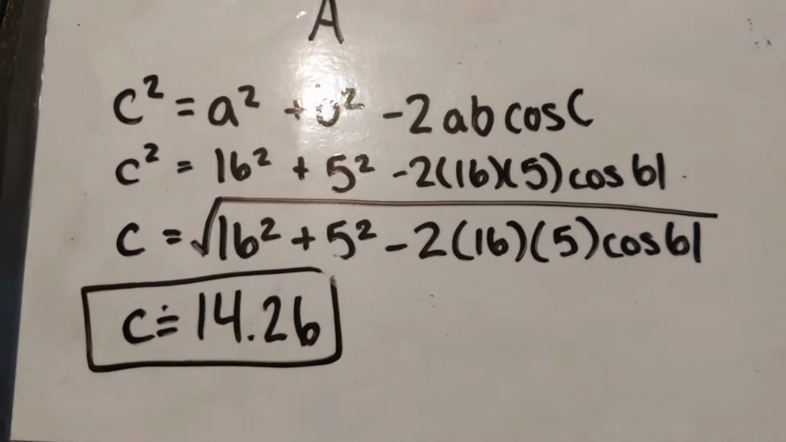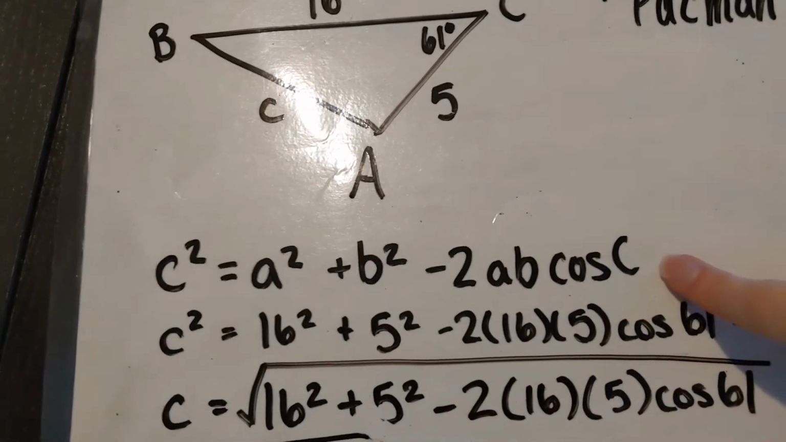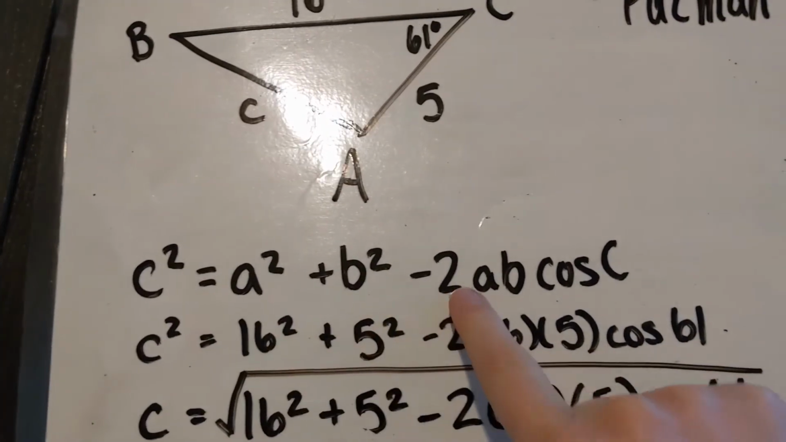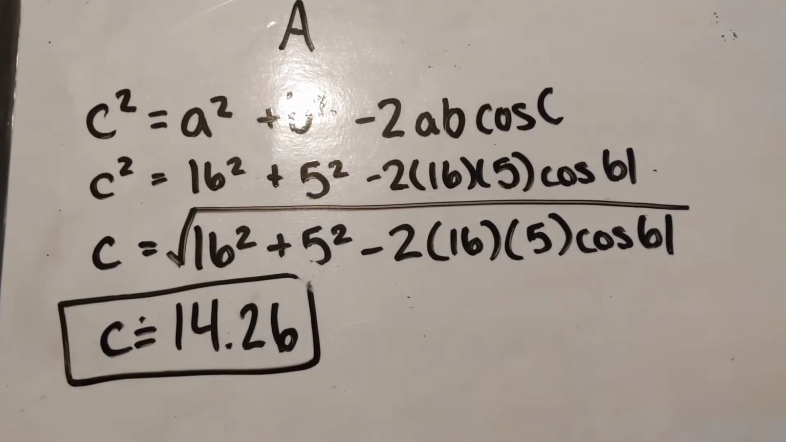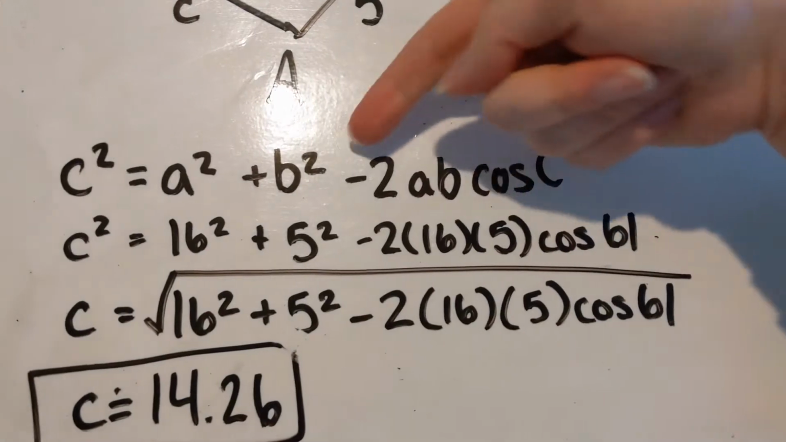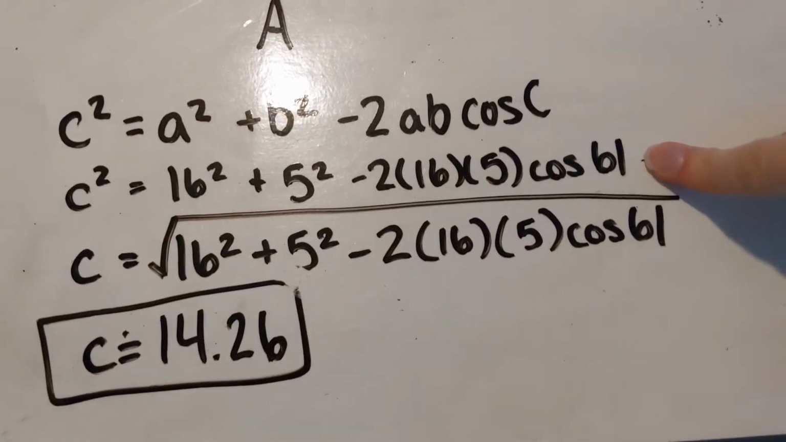So you're going to use this version of the cosine law. We're looking for side C. So C and cosine C have to match, and then A and B, these have to go with these. So that'll help you remember. And the only thing that's negative in this one is this. Everything else is positive. So start with the formula, plug in the numbers.